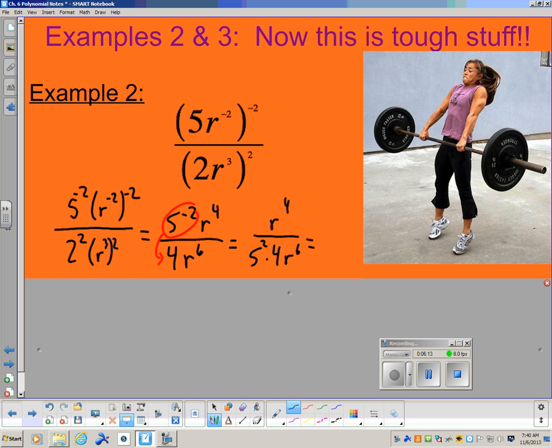So now all I can do is work at my r's here, and there's more at the bottom here, so 6 minus 4 here is 2, so r to the 2 is going to go at the bottom down here. Going to need a placeholder up there, and then 5 to the second is 25 times 4 here is 100. So there we've cleaned it up as much as possible.